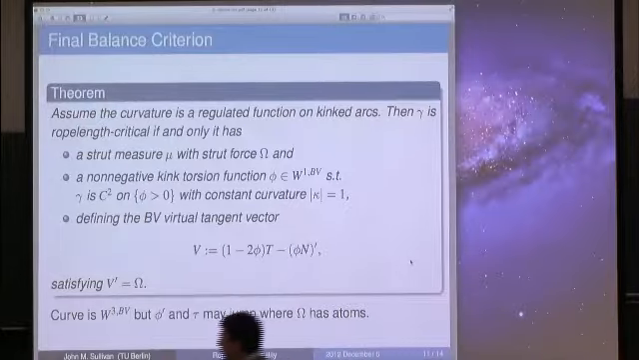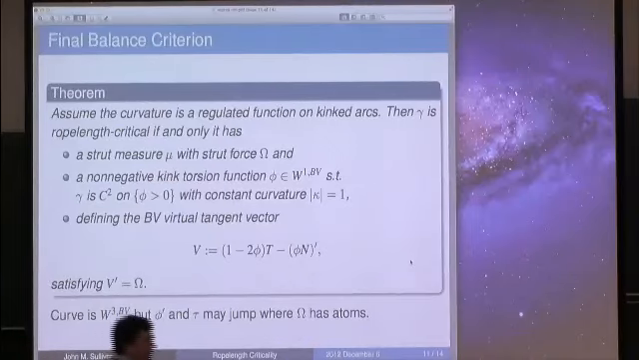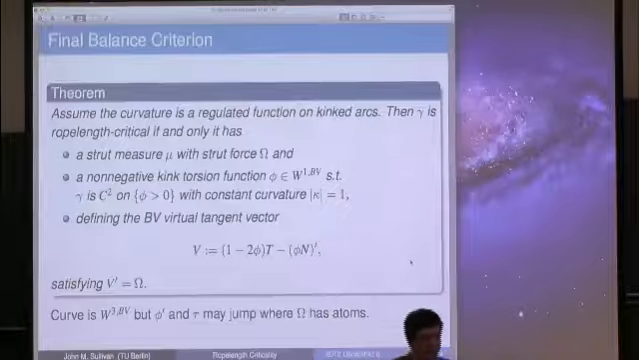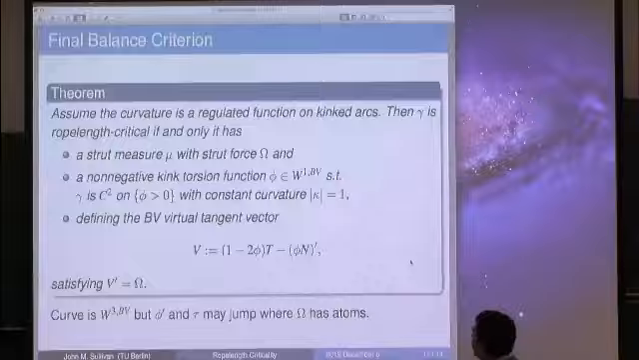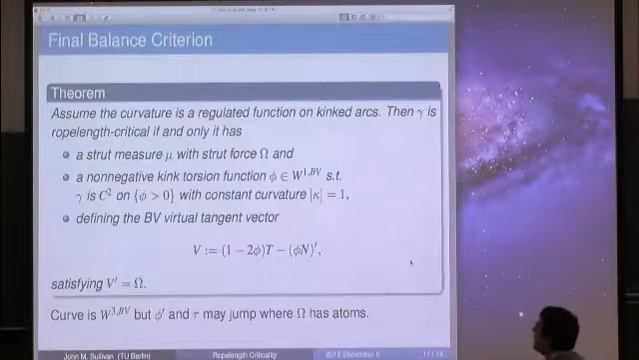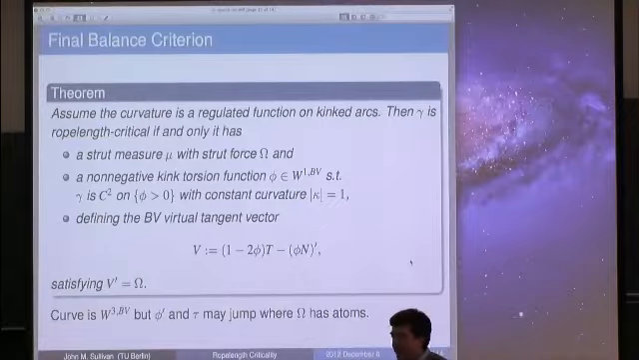Before, for the Gehring case, I could have written this, the derivative of the tangent vector is strut force. But here we have a curvature bound. And so, when something's up against the maximum curvature, is not allowed to curve more than curvature 1, then we have to have some kind of force balancing that.